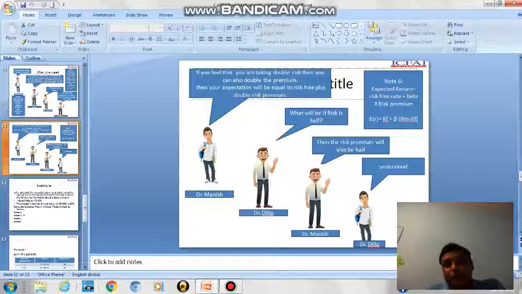So as per Dr. Manish's statement, expected return would be, as you can see in note 6, risk-free rate plus beta multiplied by risk premium. In equation form, expected return equals RF plus beta multiplied by (RM minus RF). Then Dr. Dilip asked one question, what will be if risk is half? Dr. Manish replied, then the risk premium will also be half. And then Dr. Dilip is fully satisfied with the argument of Dr. Manish.